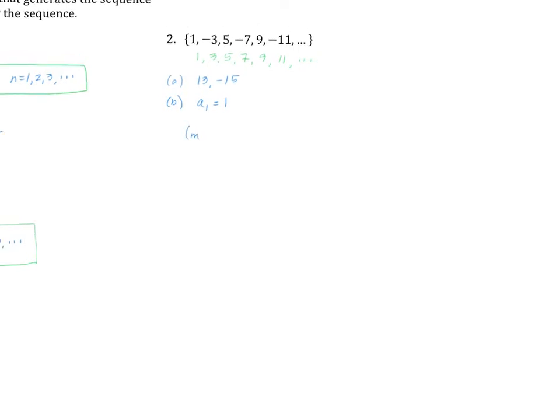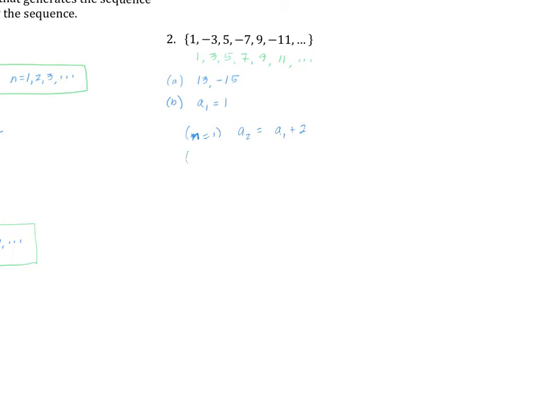well, let's look at the terms first. So a sub 2 is equal to a sub 1, which is 1, plus 2. That would give me a positive 3. Okay? But I need this to be negative. So I'm going to multiply a sub 1 plus 2 by negative 1 to make it a negative 3.